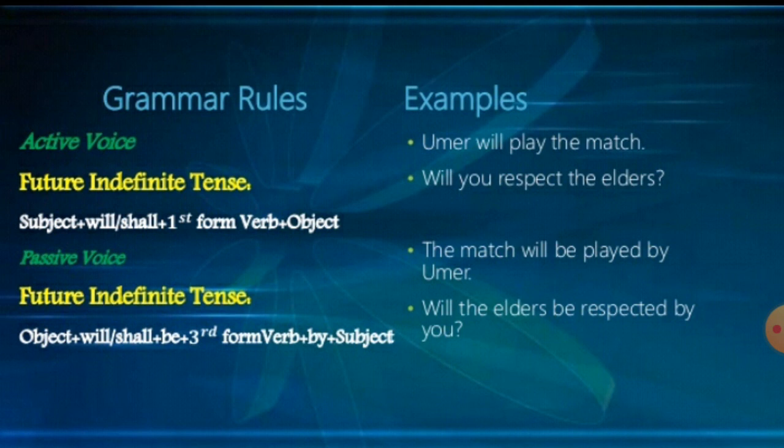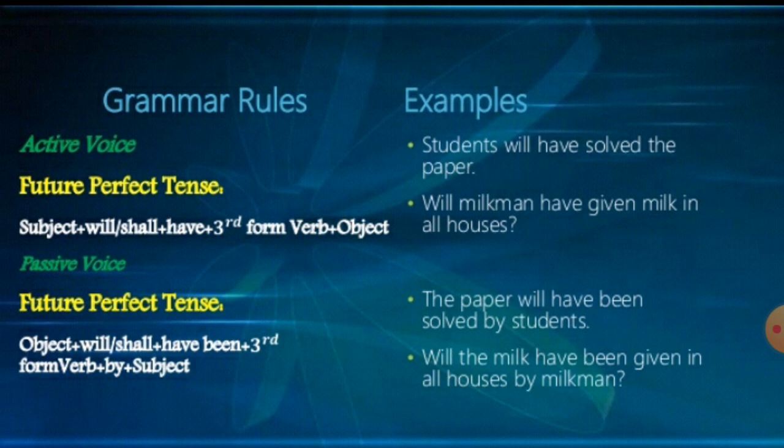See the second example. Will you respect the elders? The elders is the object here, so that will become the subject in the passive form. Will the elders be respected by you? Next rule, future perfect tense. Subject plus will or shall plus have plus third form of the verb plus object.